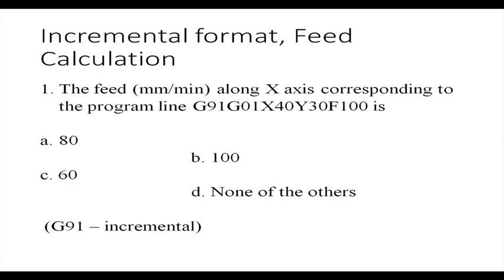Last one, incremental format: the feed along the X axis corresponding to program line G91, which means incremental, G01, X40, Y30, F100. It is absolutely the same problem, only incremental means these are the actual movements, incremental movements along 40 and 30. So, it will be just like the same problem. I am sure you can do this yourselves. Thank you very much.